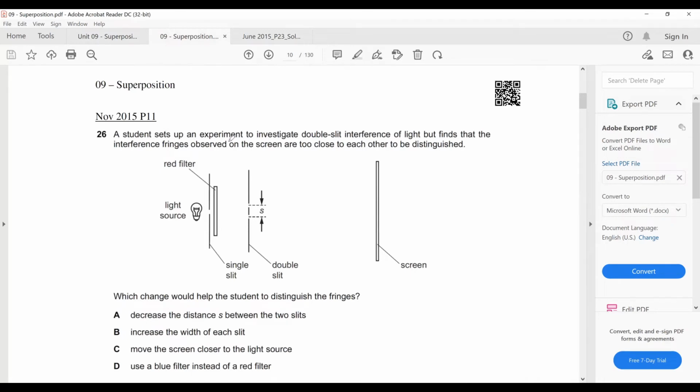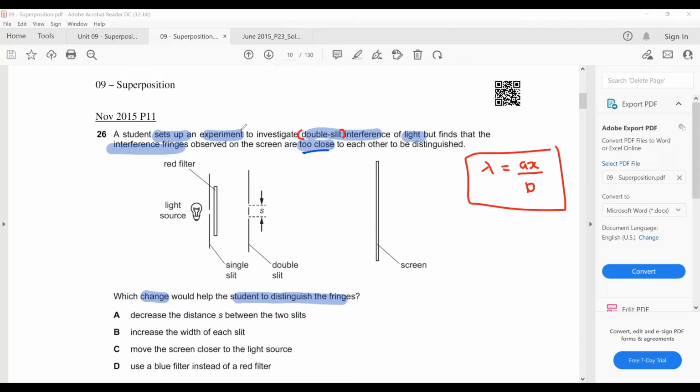A student sets out an experiment to investigate double slit interference of light, but finds that the interference fringes observed on the screen are too close to each other to be distinguished. What change would help the student to distinguish the fringes? Usually the keyword is just what kind of experiment it is. The moment you hear mention of double slit, which is a two-source interference, this equation almost always will be used: lambda is aX over D.